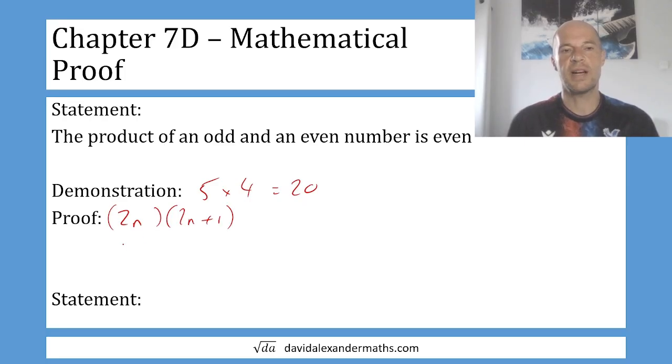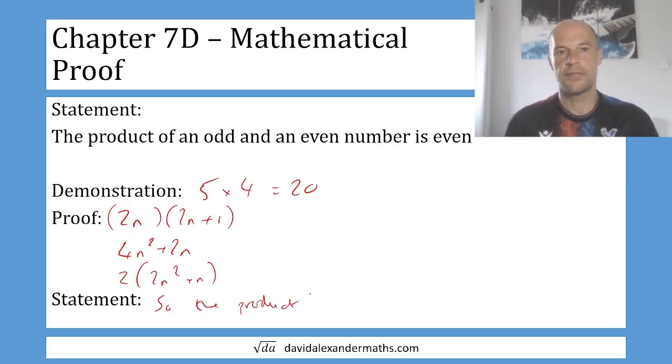Now if I expand these brackets, I'm going to get 4n squared plus 2n. Now I can divide through by 2, so that's 2 lots of 2n squared plus n. If n is an integer, if I square it, multiply it by 2 and add it to itself, I've got another integer. And then if I multiply that by 2, it must be even. So there we go. Our final concluding statement is: the product of an odd and even number is even.